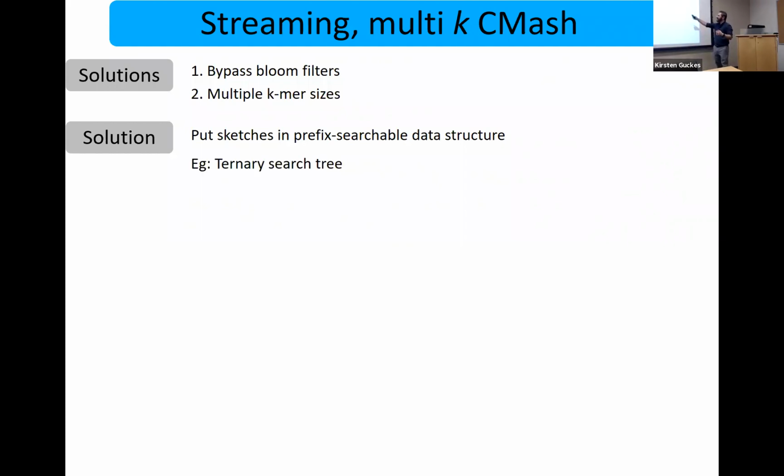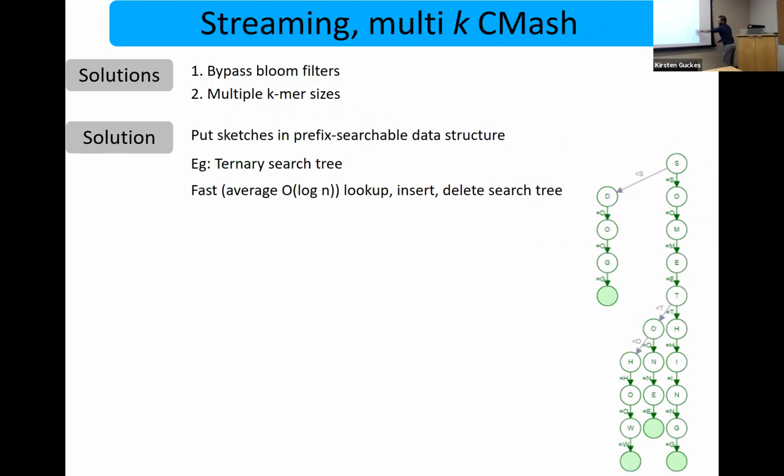So what do I mean by that? For example, there's this thing called a ternary search tree. It's okay if you don't know what it is. All it does is allow me to very quickly look up, insert, and delete k-mers and all their prefixes, all in one go.